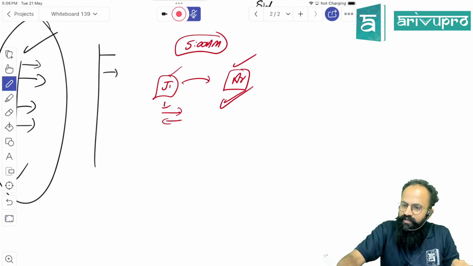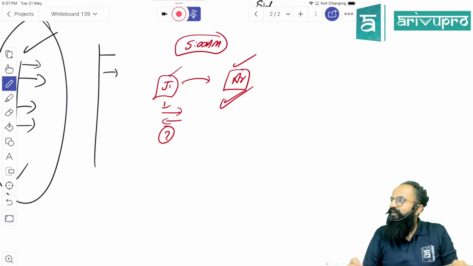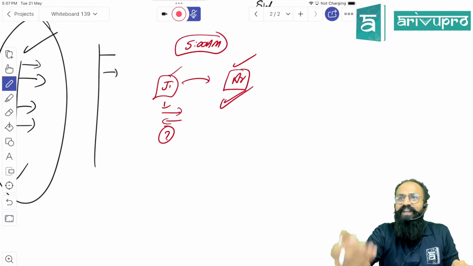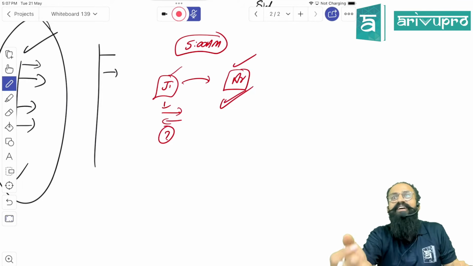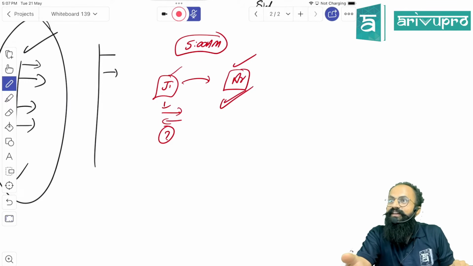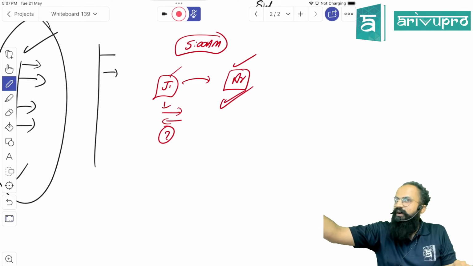Now you tell me, people, can Jitendra file a case or not? Why? There is no. There is no proof. Okay, wait.